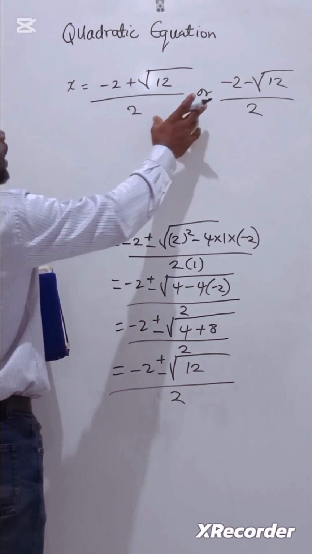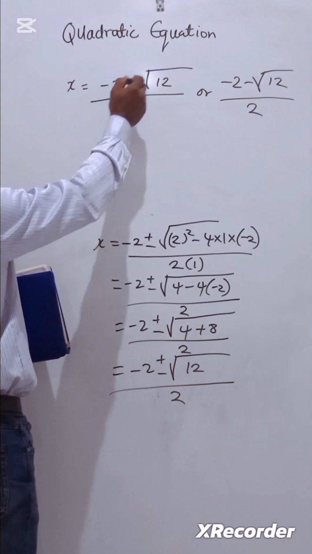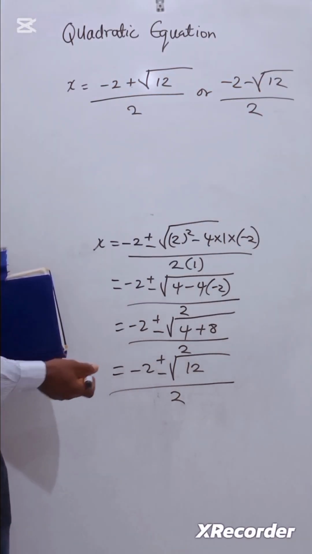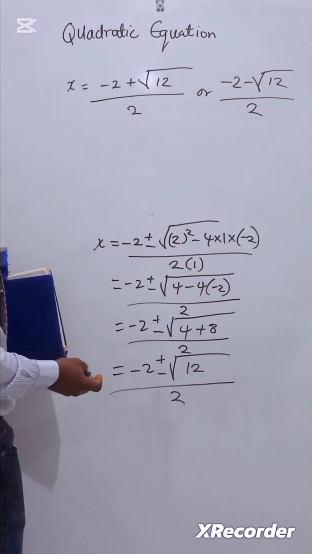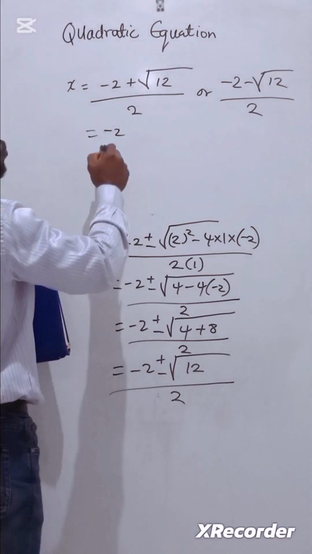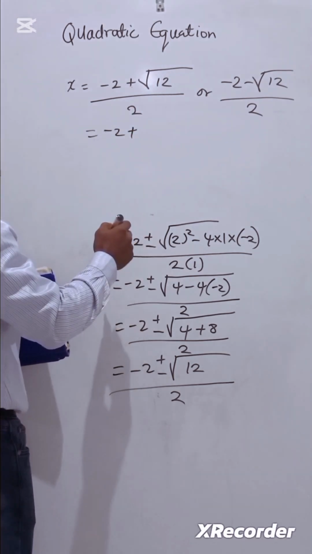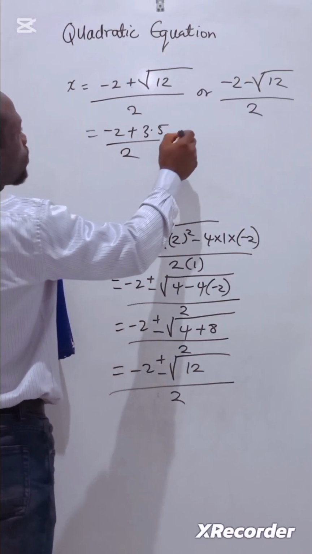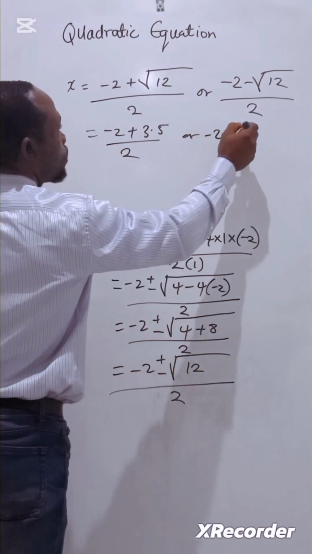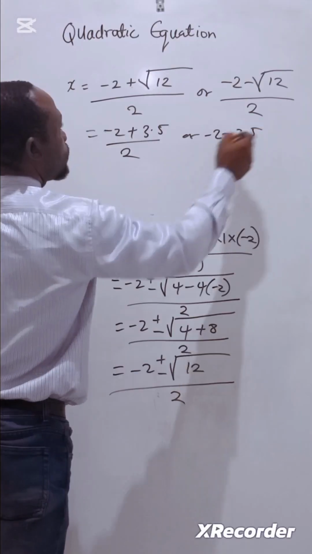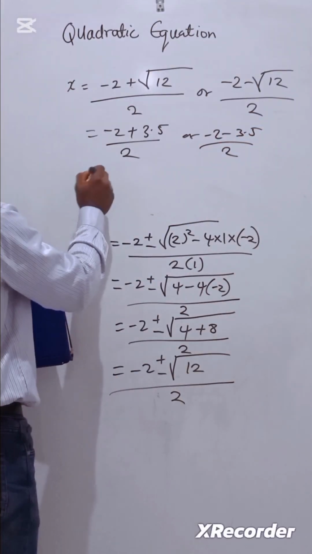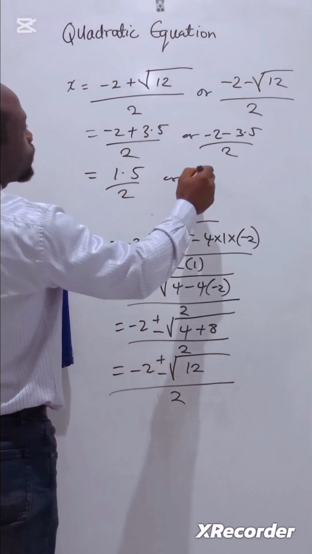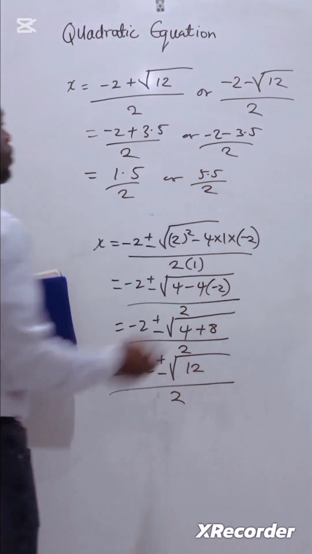So in this place, I separated the values. So I have minus 2 plus the square root of 12 over 2, or minus 2 minus the square root of 12 over 2. So this is the same thing as minus 2 plus the square root of 12, which is 3.5 approximately, all over 2. Minus 2 minus 3.5 all over 2. So this is the same thing as 1.5 all over 2, while this is minus 5.5 all over 2.